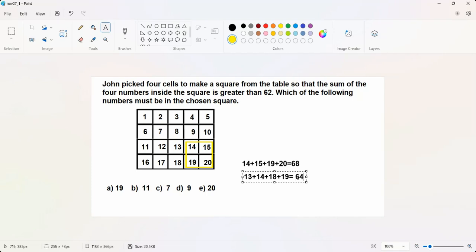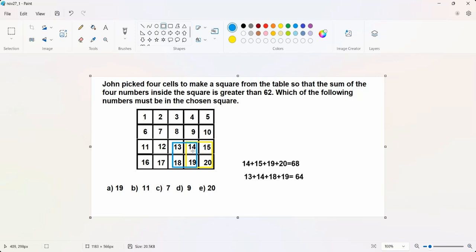So we have 64 here, which is also greater than 62. So this square can also be taken. John could have picked this square as well. So if there are different squares that we can pick, and in all these cases we have more than 62, then what is the number that has to be present in that square?